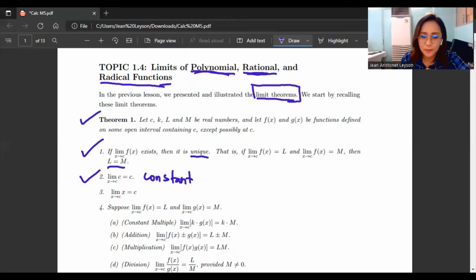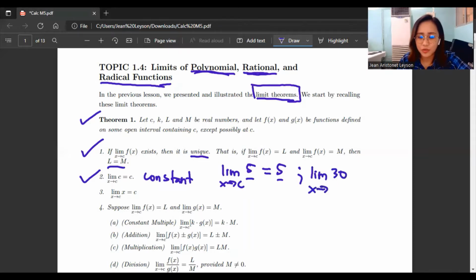For example, the limit of 5 as x approaches c is of course equal to 5. Again, the values of constants will never change. 5 will always be 5 no matter what. Another example, the limit of 30 as x approaches c. Obviously, by the constant theorem, the limit is, of course, 30. I hope that's clear. Let me erase that.